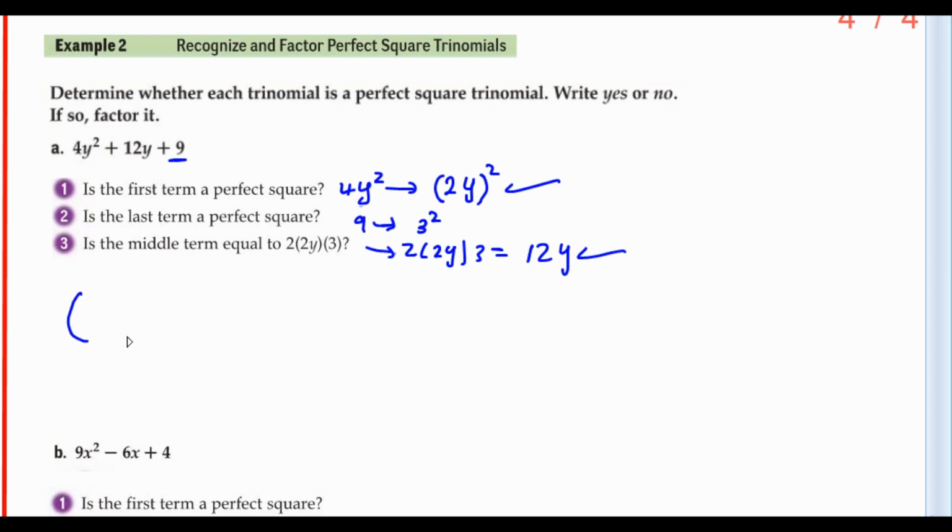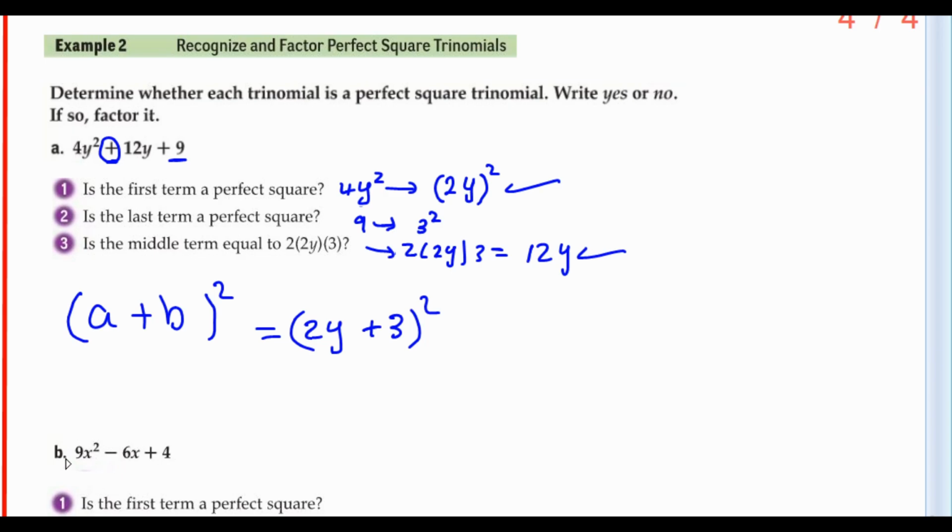So directly we can write it as (a plus b) to the power of 2. Here, why do I choose plus? Because here the middle term is positive. So what is the first term? 4y to the power of 2, so the square root of it is 2y. Plus the third term, which is 3, all to the power of 2.